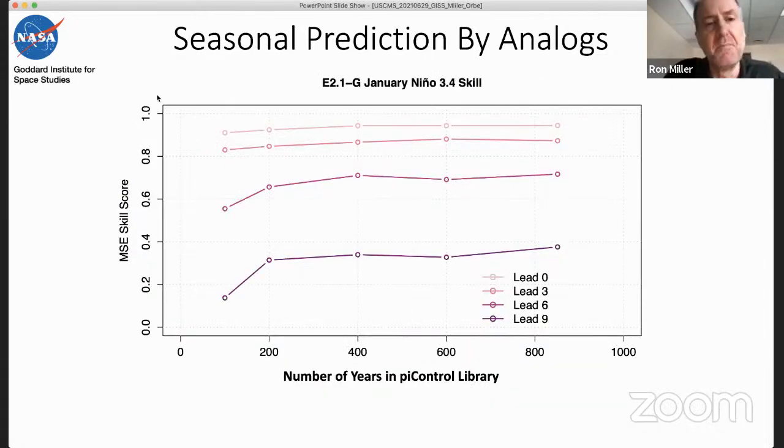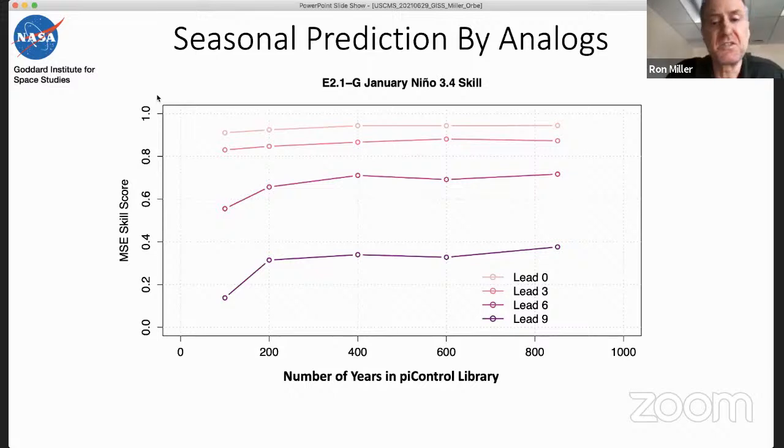Okay, so finally, Nathan addressed the question of how large of a PI control library you need to make skillful forecasts using the analog method. This is a plot of the mean squared error skill score as a function of the number of years in the PI control library. And you can see that for PI control runs longer than about 200 years, you're not getting much improvement by making the PI control run longer.